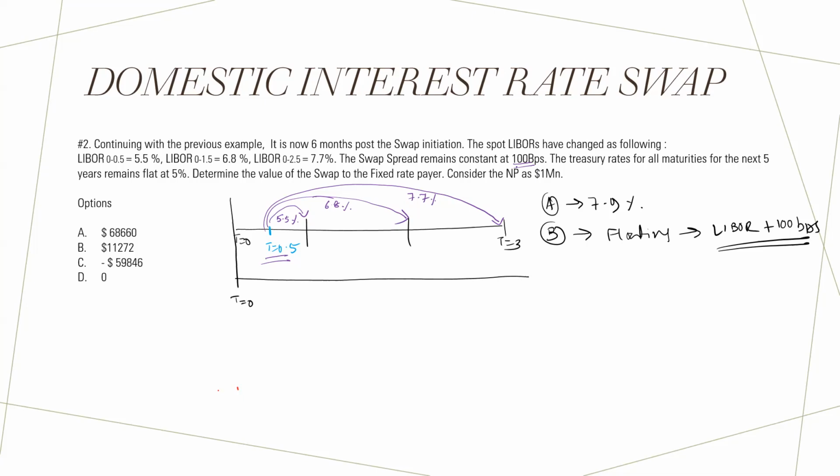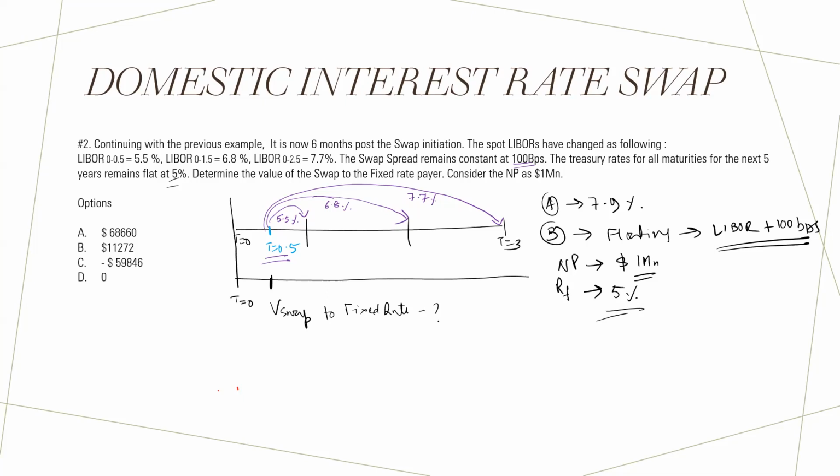Now with this, the next thing being talked about, of course, is the notional principal, and the notional principal is deemed at $1 million. Okay, and next it is said that the treasury rates for all maturities for the next 5 years remain flat at 5%. So what is the treasury rate? Obviously, it is the risk-free rate of interest, which is supposed to be a flat 5%. That means the treasury curve is fully flat at 5%. Now with all of this information given, we are to find the value of this swap to the fixed rate payer.